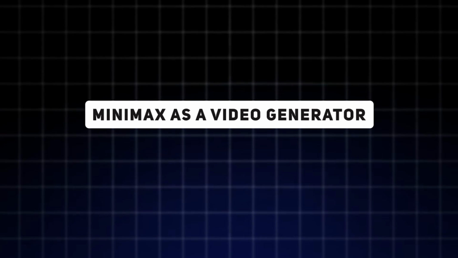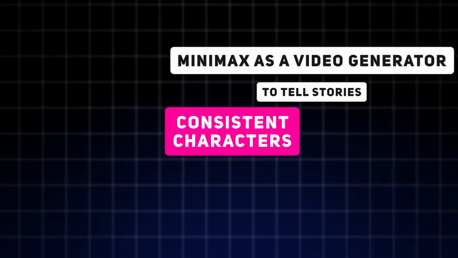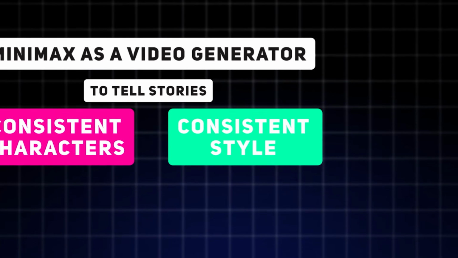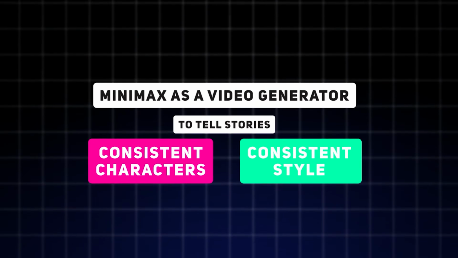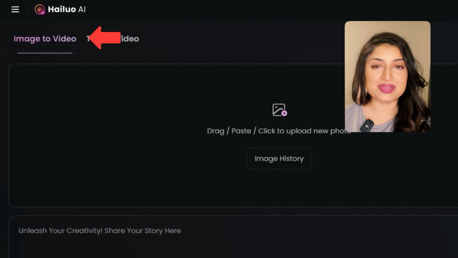But there's a catch. If you want to use Minimax's AI video generator to tell stories, you need consistent characters and you need a consistent style. And you're not going to be able to achieve that with the text to video prompting, which is why now we're going to talk about the image to video prompting within Minimax.